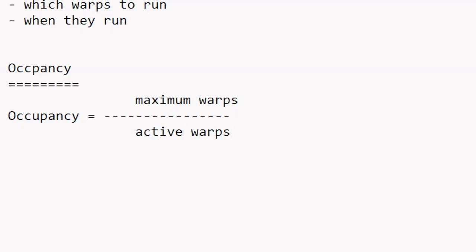Think of occupancy as how busy the GPU is. Higher occupancy often helps performance because while one warp waits for memory, another warp can execute. However, higher occupancy does not always mean higher performance. This is a useful guideline, not an absolute rule.